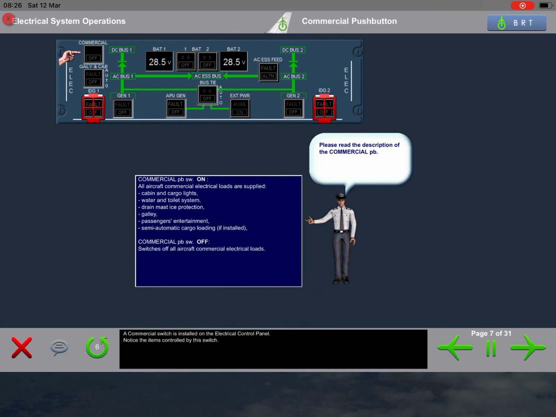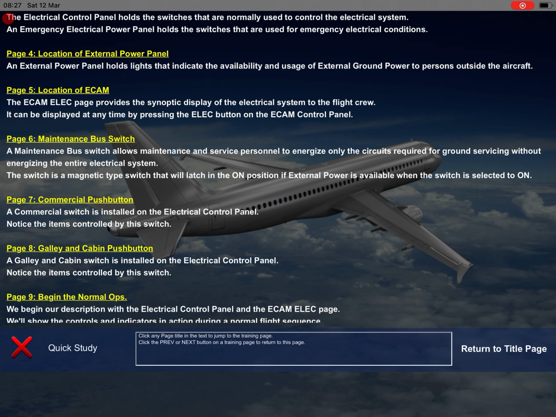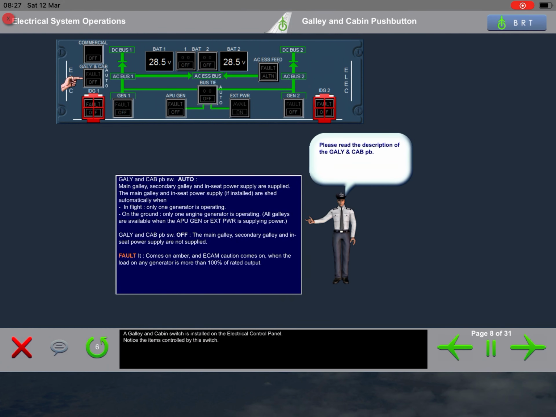A commercial switch is installed on the electrical control panel. Notice the items controlled by this switch. A galley and cabin switch is installed on the electrical control panel. Notice the items controlled by this switch.